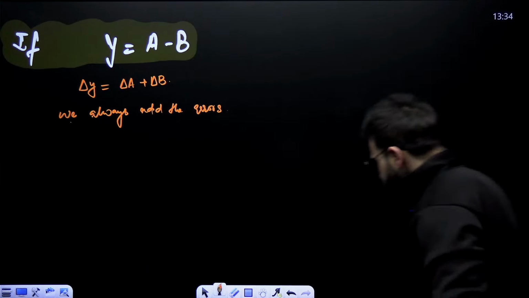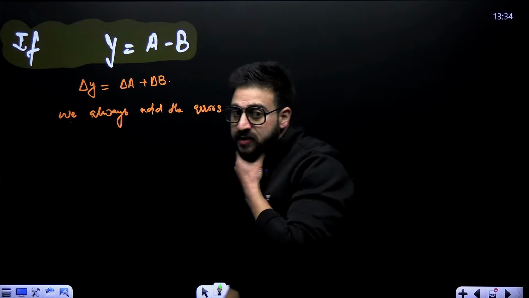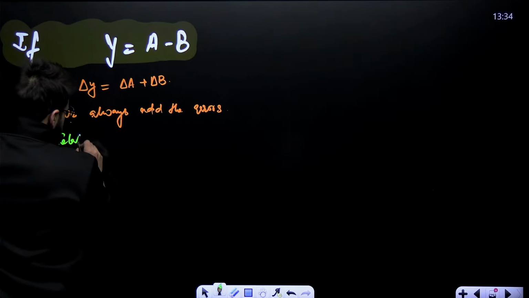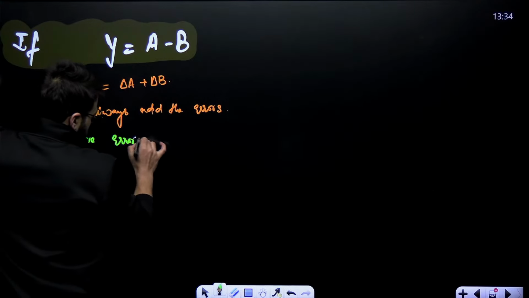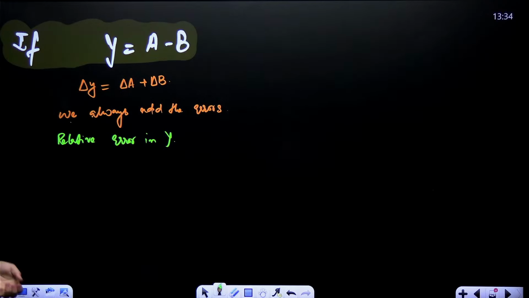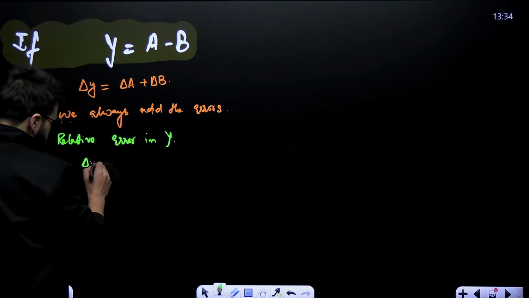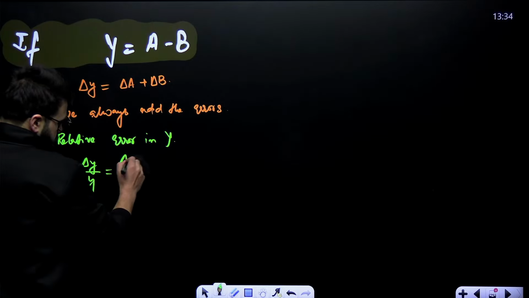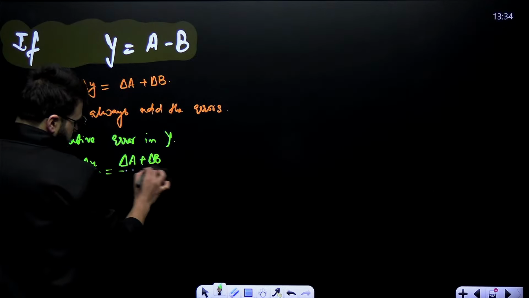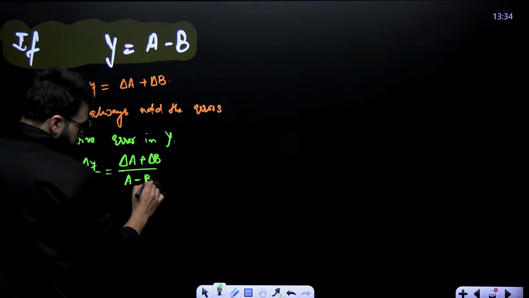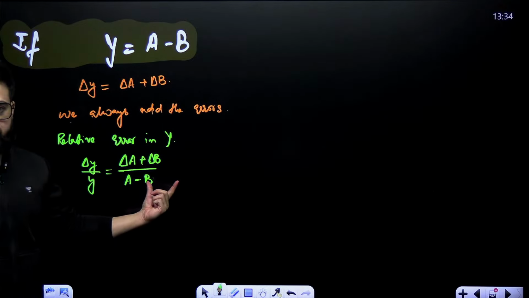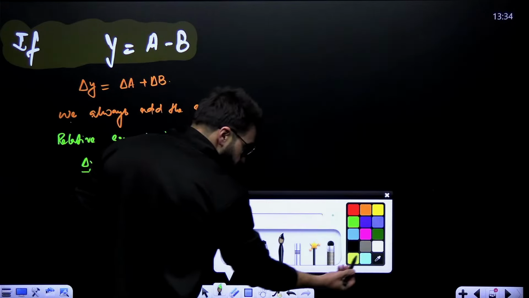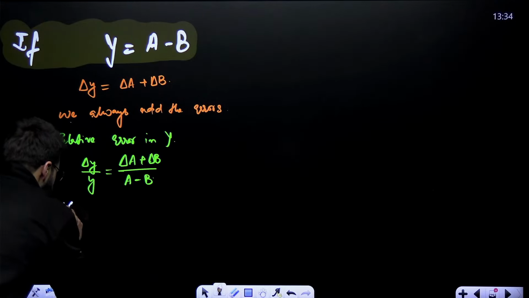Now guys, in this particular case, let's find the relative error in y. This was the absolute error. How do we find relative error in y? That is delta y divided by y is equal to delta a plus delta b divided by a minus b. Here you need to put the original value of a minus b. Let's suppose if somebody asks you to find the percentage error also, what will you say? You'll say, sir, percentage error.